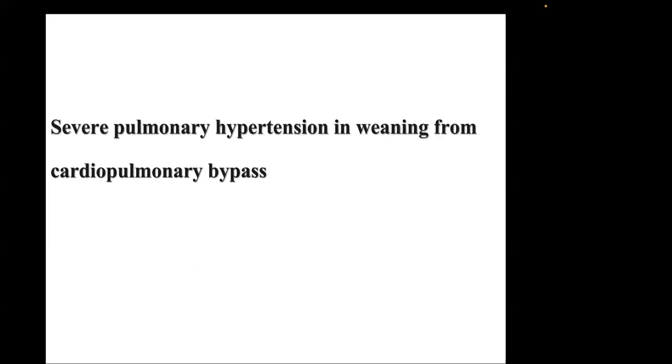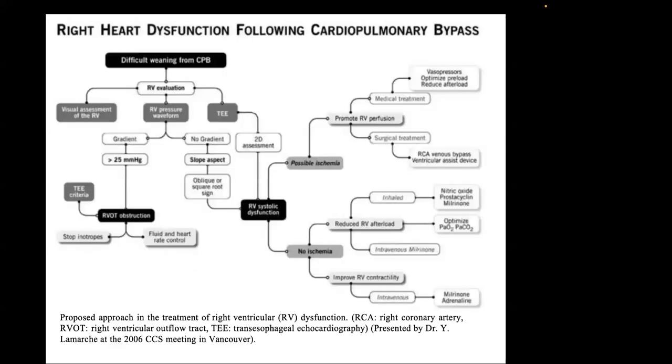Severe pulmonary hypertension in weaning from cardiopulmonary bypass. Right heart dysfunction following cardiopulmonary bypass makes weaning from CPB difficult. Evaluate the RV pressure waveform, TEE, and visual assessment of the RV. If the RV pressure waveform gradient is more than 25, it suggests RVOT obstruction; by TEE criteria, stop inotropes and fluid administration, and control heart rate. If the RV pressure waveform has no gradient, with a slope aspect and oblique square root sign, that indicates RV systolic dysfunction.